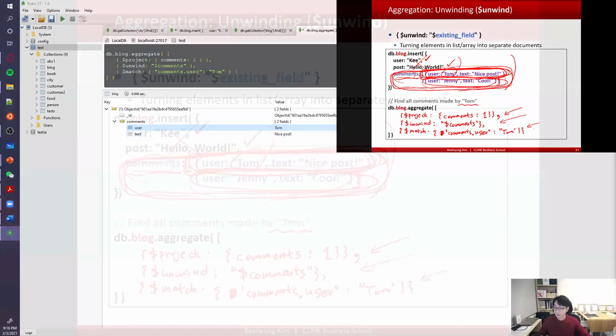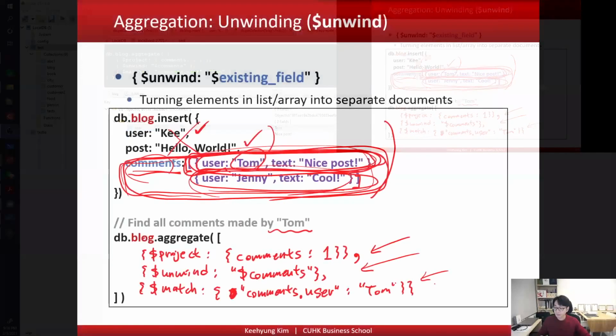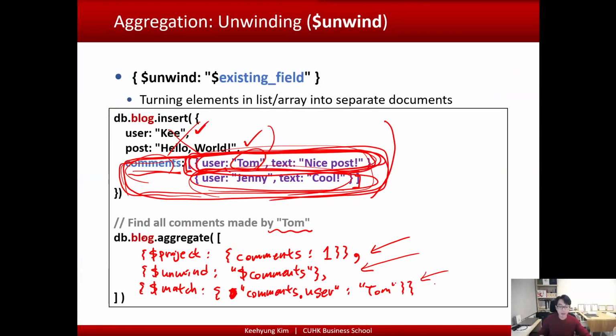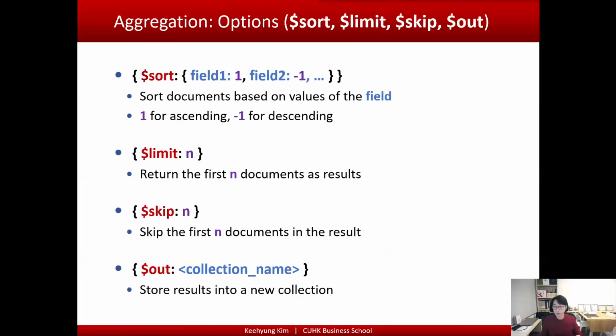So I specify three operators as a pipeline, and MongoDB will perform each operation one by one, and the result of each operation will be provided as an input for the next operator like this. So that's how it works. So there was basically one example here of utilizing the unwind operator. And other aggregation options you can utilize are these.